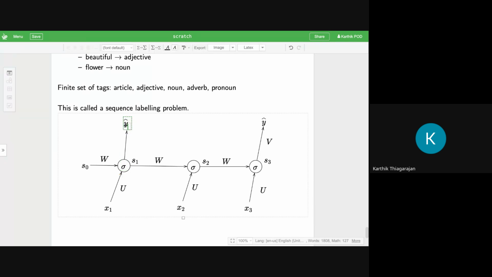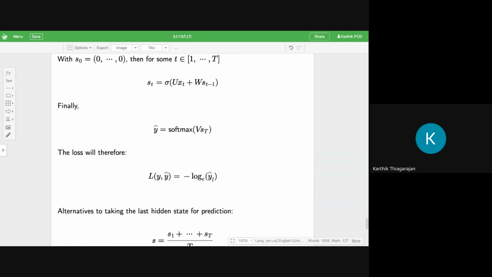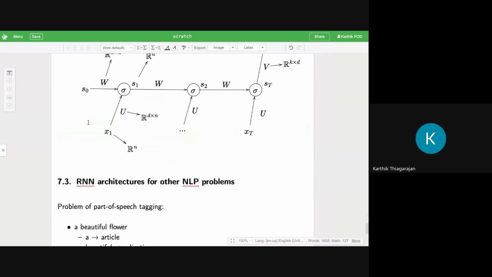Okay, so this is now going to be a y1 hat, a y2 hat, and a y3 hat. So now how will the equations change? Where did we write this down? We wrote this down here, right?